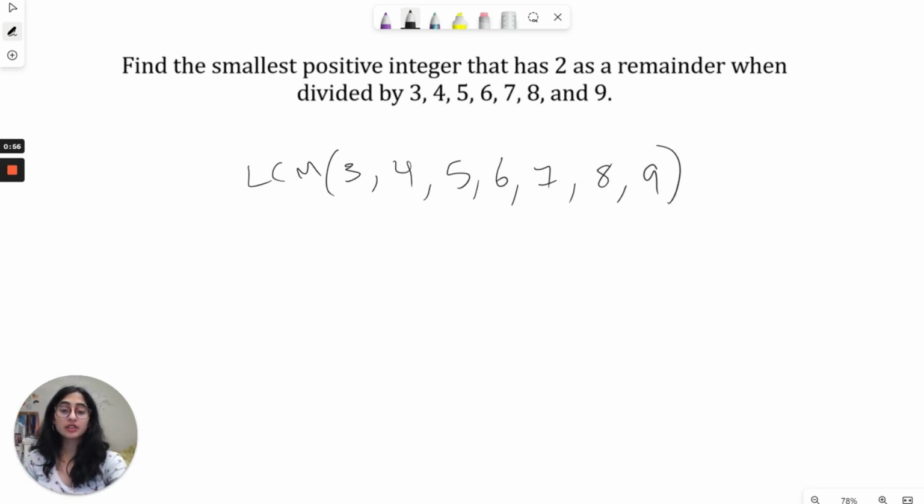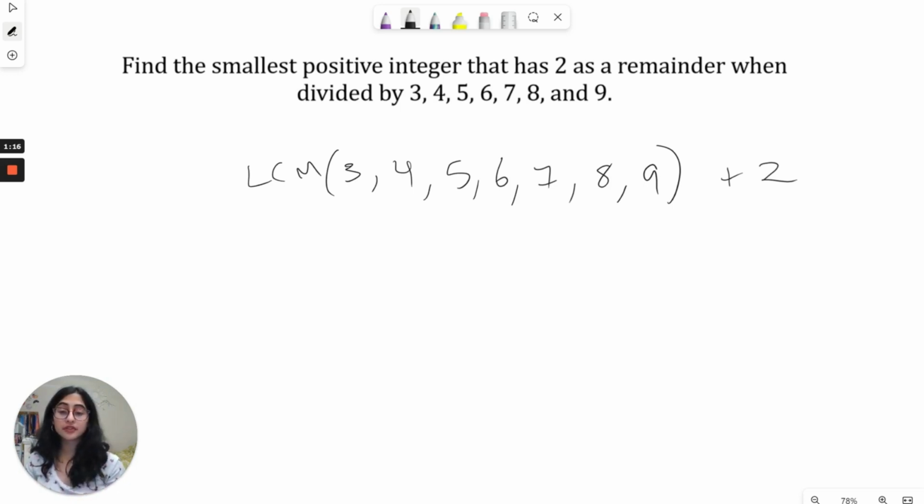So if we were to just add 2 to this, well, all these numbers are bigger than 2. So if we add 2 to that least common multiple, now we would have a number that has a remainder of 2 when divided by all those things, because originally we had a remainder of 0, and now we're just adding 2. So let's find the least common multiple of all of those integers.